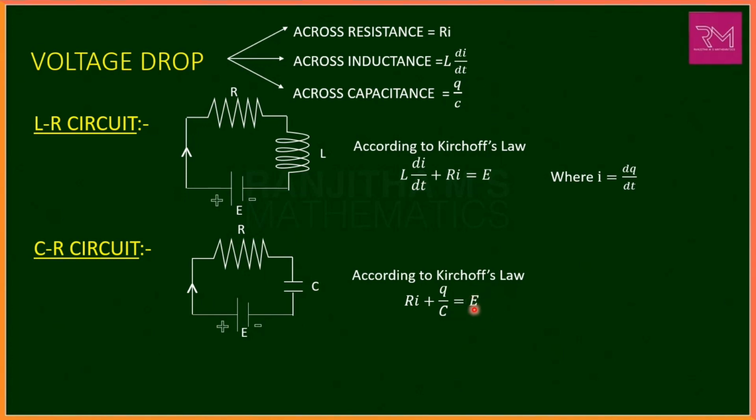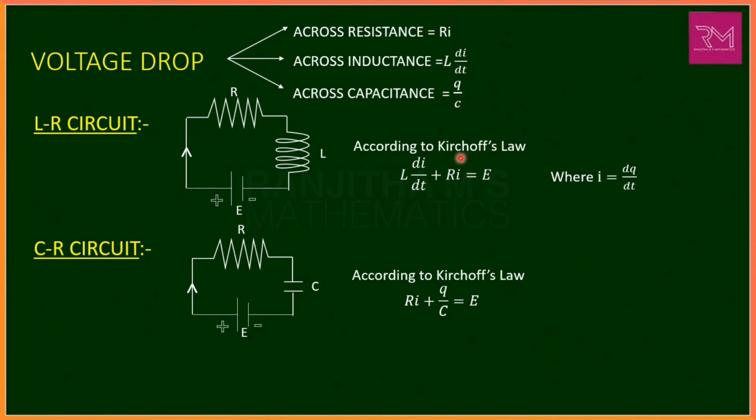That means the resultant EMF is denoted by E. So Ri plus Q by C is equal to E. This is the differential equation for a CR circuit. We have to remember all these formulas. Here voltage drop may be of three types: across resistance, across inductance, and across capacitance. This is a very important topic. Across resistance we write Ri, across inductance we write L into di by dt, across capacitance we write Q by C.